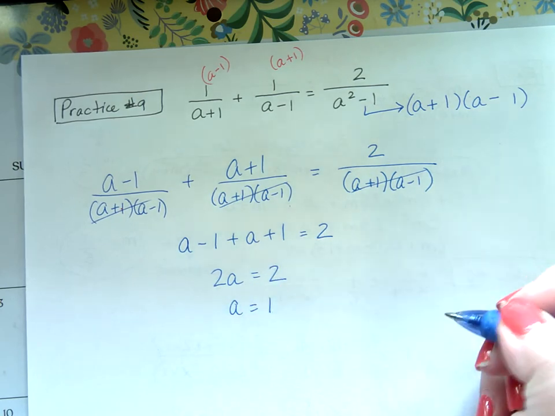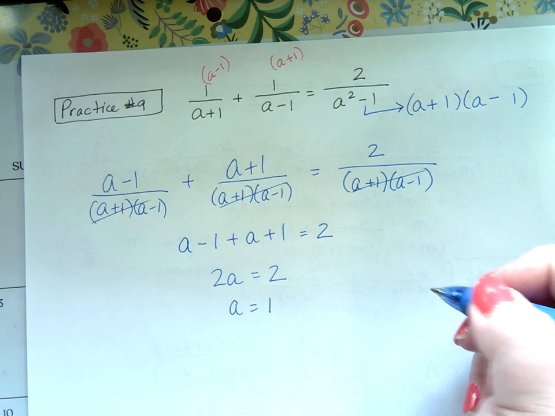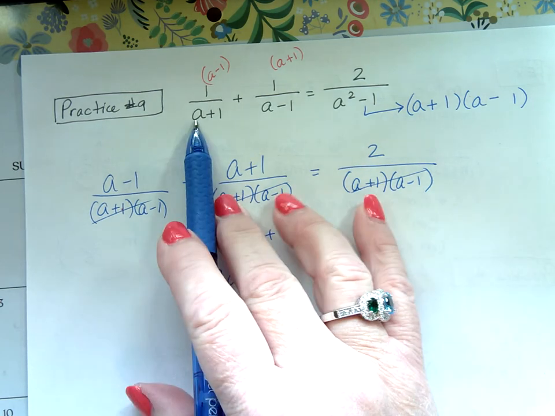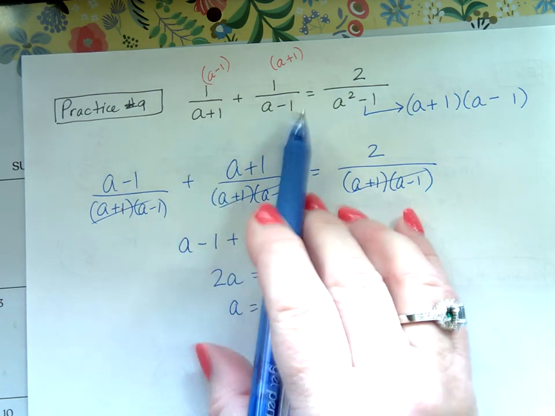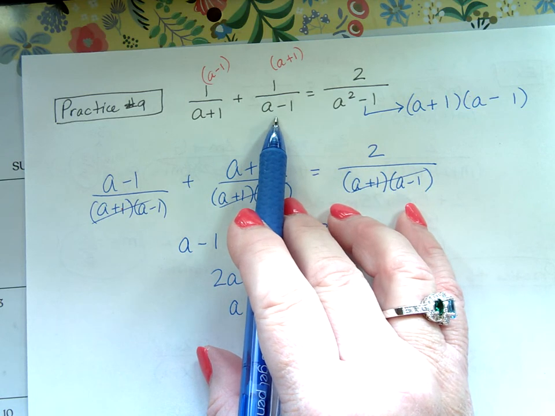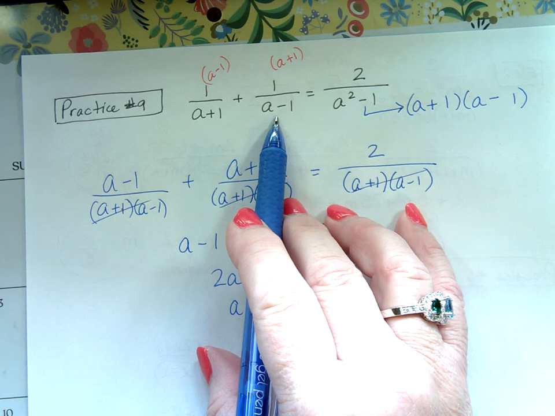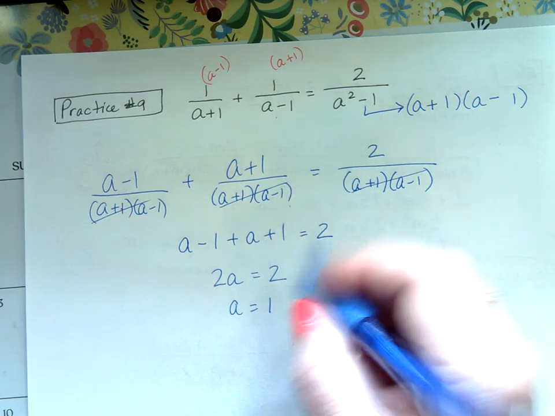So you go back and plug it in. Well, 1 in here is great. That gives me 1 plus 1 is 2. But 1 in here is a problem. 1 minus 1 is 0. And so I would end up with a 0 denominator for this guy and also for this guy too. So this guy is extraneous.